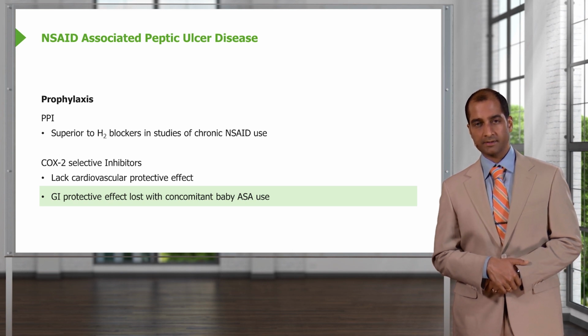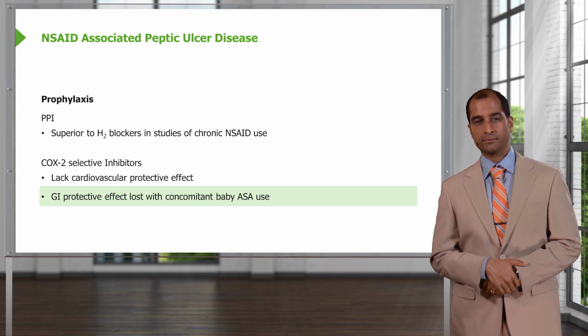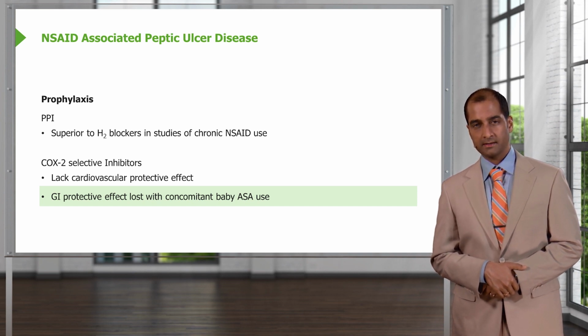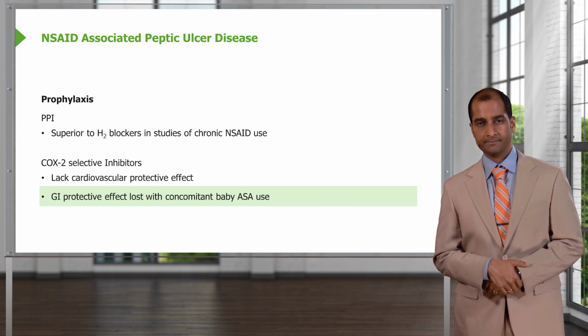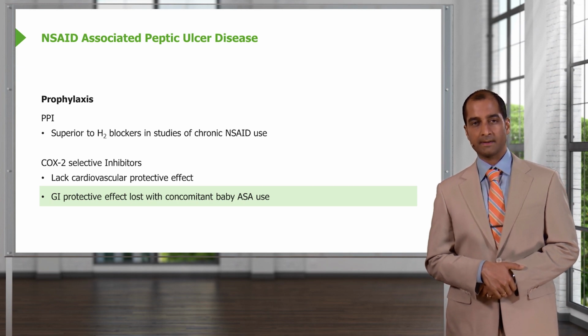So COX-2 inhibitors, you've heard of celecoxib and so on and so forth, might be alternatives that you're looking for when dealing with NSAID-associated peptic ulcer disease.